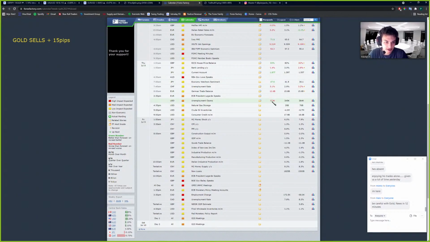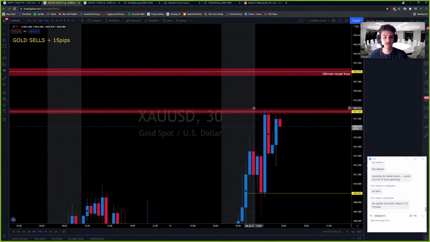Yeah, crazy. Came out much worse than expected. And the move down could have been the liquidity, as you see on 30-minute. True, I guess so. I guess the market was preparing for this.